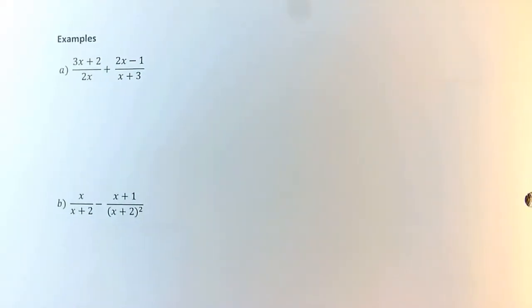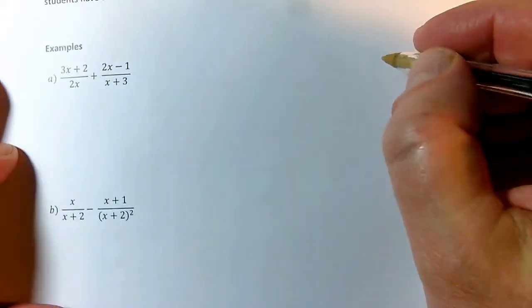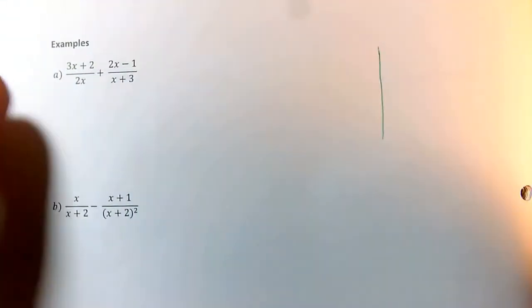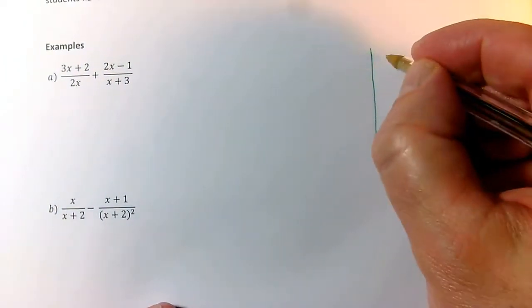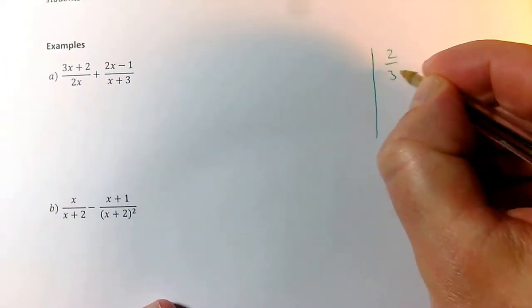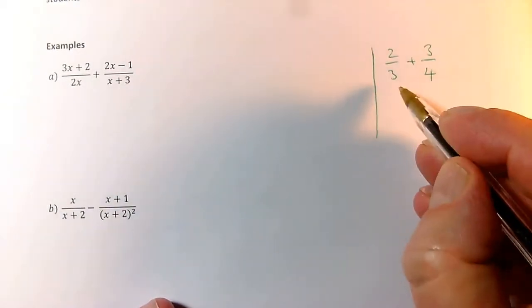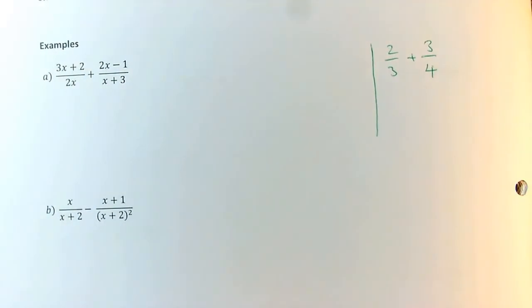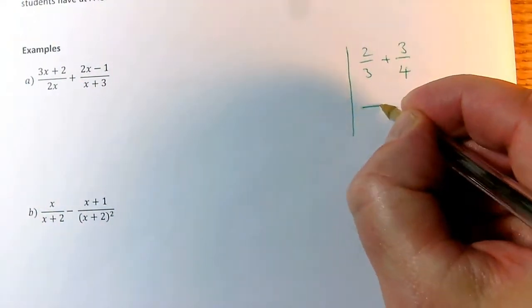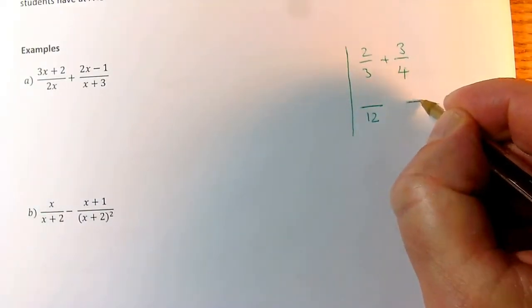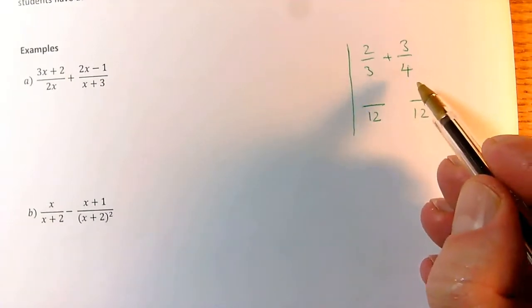Okay, we've got some examples here where we have to add some fractions, but the fractions have got algebra in them. So I'm going to show you some numerical ones just to remind you of how we add fractions with numbers. So if we were adding something like 2/3 to 3/4, okay, on this one, 3 and 4 have no common factors, so my common denominator has to be 12, so each one is going to be something over 12. So this is the case where I actually have to multiply these together to get the common denominator.